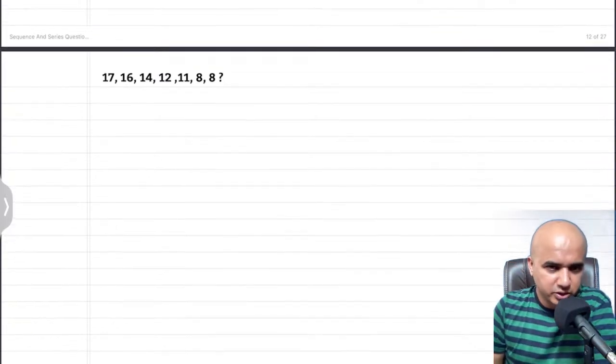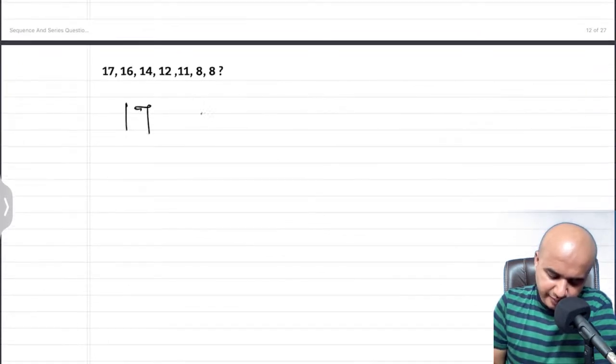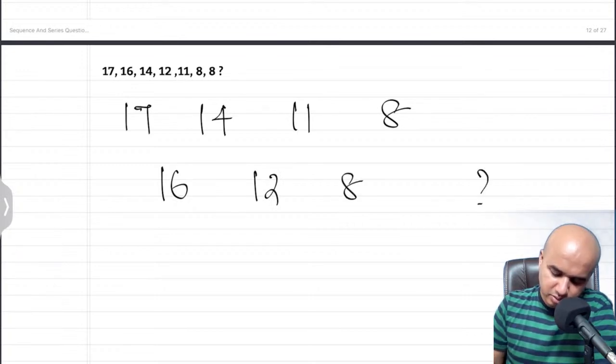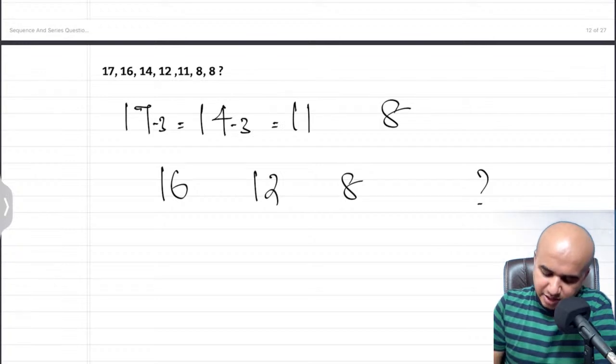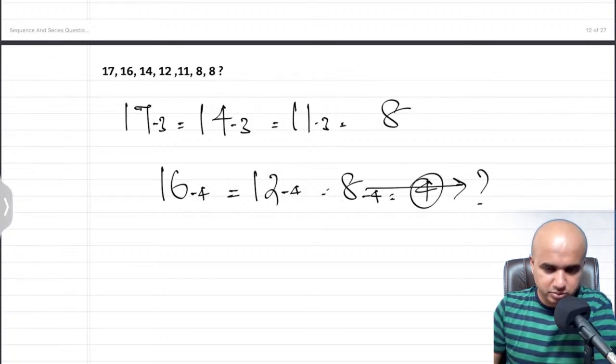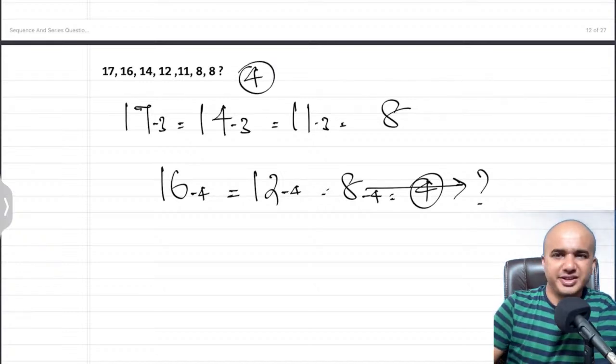Okay, if I split this into two different series, 17, 14, 11, 8, then we have 16, 12, 8, question mark. So 17 minus 3 would give us 14. 14 minus 3 would give us 11. 11 minus 3 would give us 8. Okay. Then 16 minus 4 would give us 12. Minus 4 would give us 8. And the next number in this series, 8 minus 4 would be 4 itself. So therefore, the next number here would be 4.